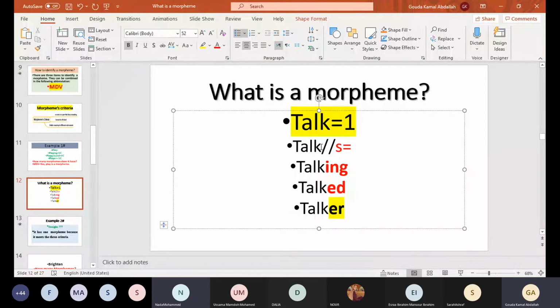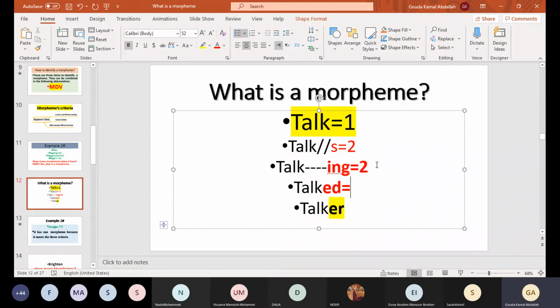Let's move on to the next one. How many morphemes? Two. Where is the first one? Talk. Talk again, as we have just analyzed it. And the ing is a continuous one, right? So it refers to continuity and it cannot be divided, has the same meaning. If we add ing to any English verb, it has the same meaning, right? So two morphemes.